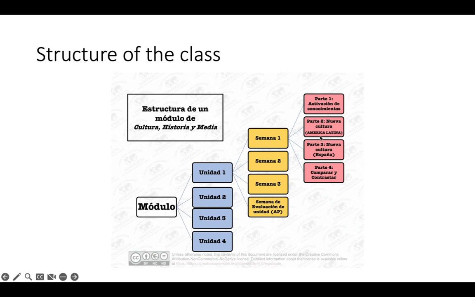Each week, there's going to be something to help you get thinking about the topic for that section. Then from that topic, you'll look at different products for Latin America in part 2, and then in part 3, you'll look at topics for Spain. So every section, we're going to look at something from Latin America and something from Spain.